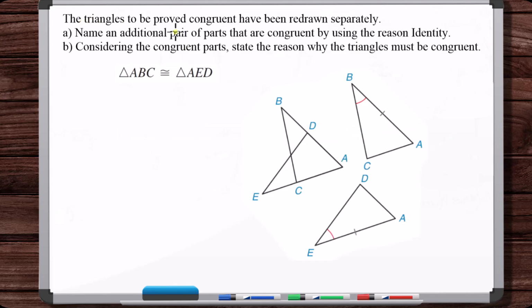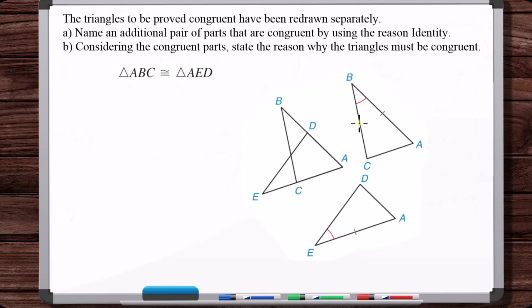All right, the triangles to be proved congruent have been redrawn separately. So it's triangle ABC is congruent to triangle AED, and then they drew them separately. Name an additional pair of parts that are congruent by using the reason identity. So what they're talking about here is you have the same feature on both triangles. So an additional pair of parts. What do they mean by that?